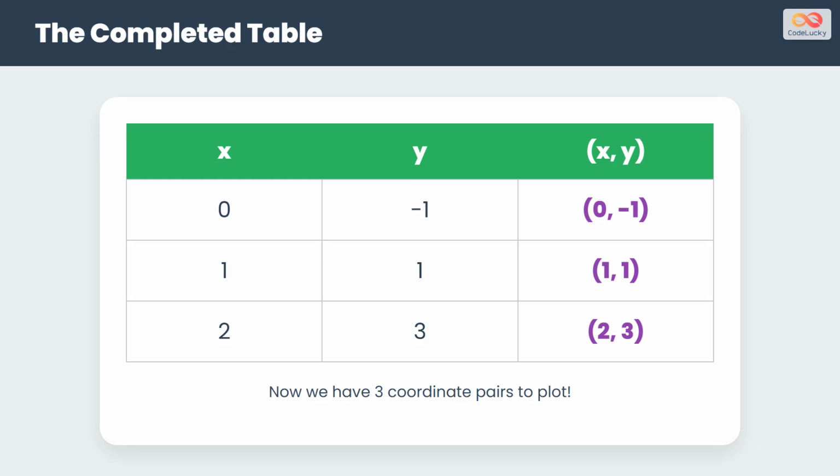Here is our completed table. By doing those calculations, we have found three coordinate pairs: (0, -1), (1, 1), and (2, 3). These pairs represent specific locations on our graph.